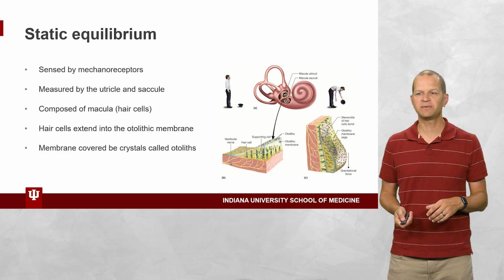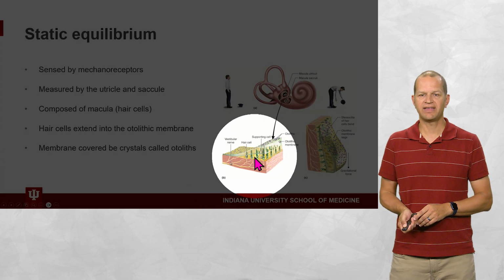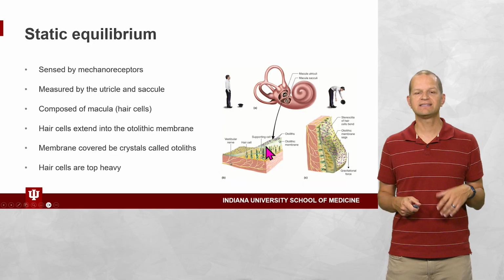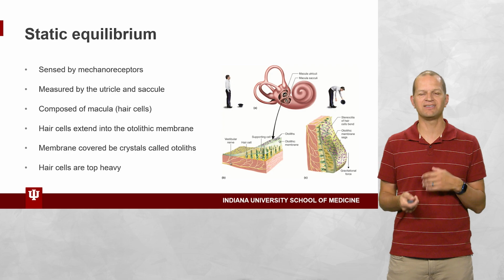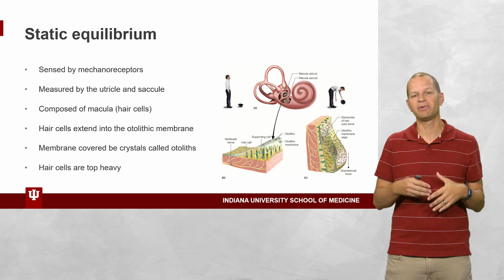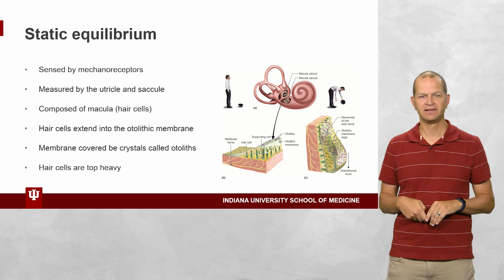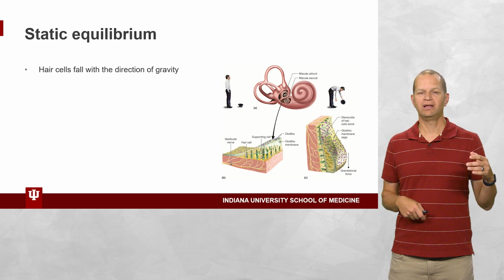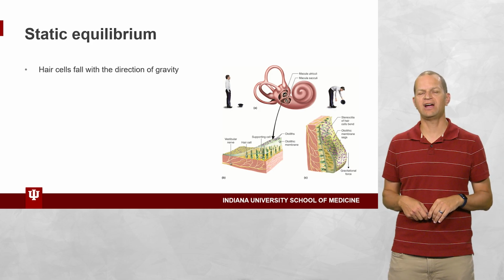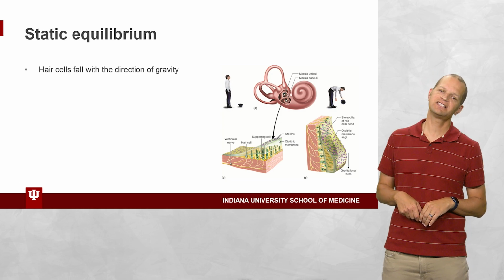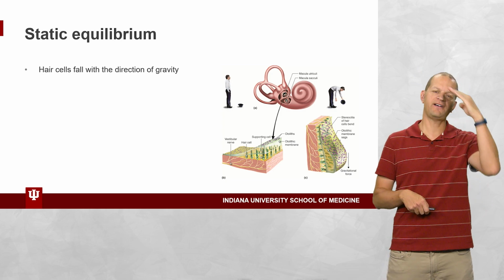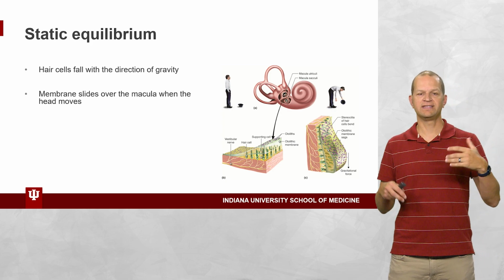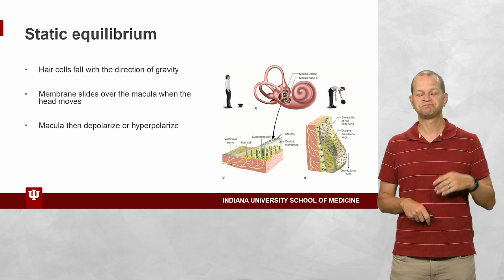And so as you can see from this picture down here, okay, the hair cells extend into this membrane. There's crystals on top. What that means is that the hair cells are top heavy. All the weight is at the top where those crystals are found. So how do we know where our head is at? Well, these hair cells fall with the direction of gravity. So if I cock my head this way, those hair cells are going to fall this way because those crystals are going to go with gravity. And so this membrane slides over and does that.